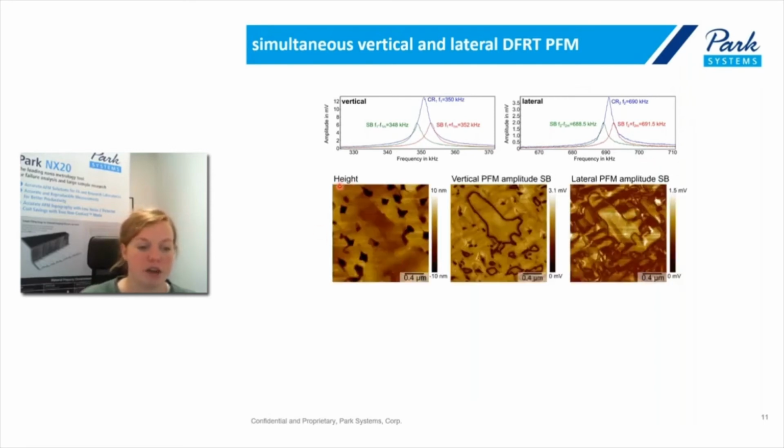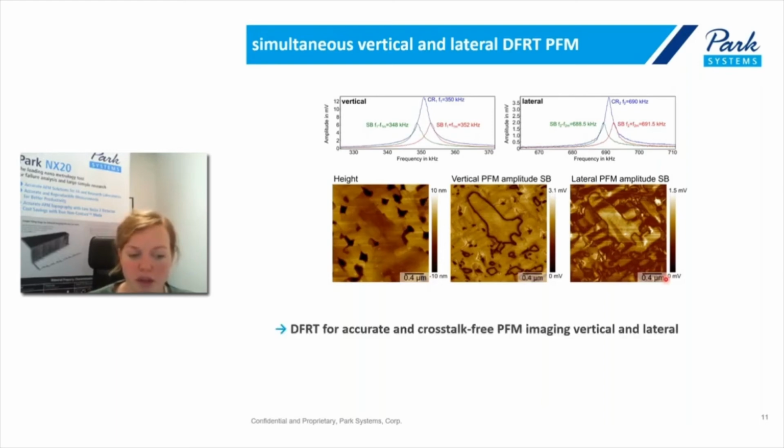And thereby we can generate, here we see again the topography on the same measurement area. Here we see the vertical amplitude that we've seen before. And now at the same time, we could also measure the lateral PFM amplitude also with the frequency tracking, and we see that there is a very distinct difference in the vertical and the lateral signal, where we now see basically in-plane domains on the sample. So I hope I could show you that DFRT gives you accurate and also topography crosstalk-free PFM imaging in the vertical and in the lateral.